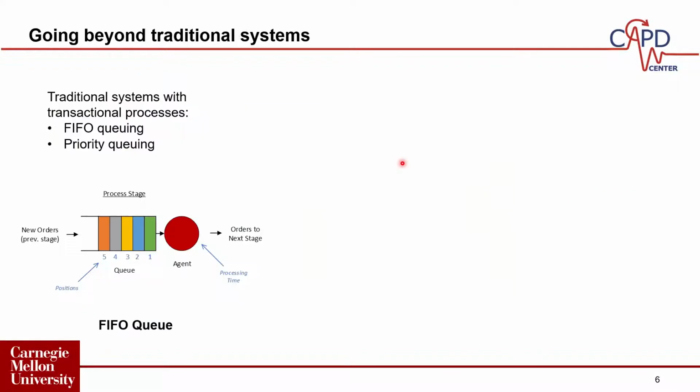So for queuing systems, traditionally, they're viewed either as first in, first out queue systems or priority queue systems. The first in, first out just means that the orders are processed as they come, and in a priority queuing system, there are some priorities assigned to orders. We can have a queue, we have the service node with the agent, and then they move over to the next stage.